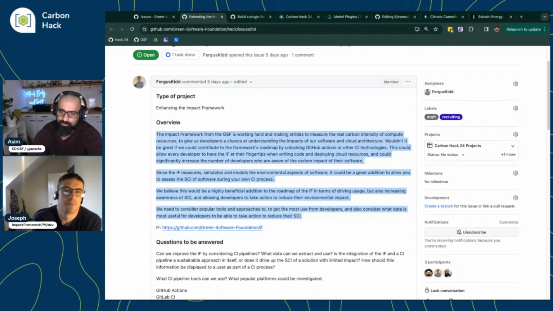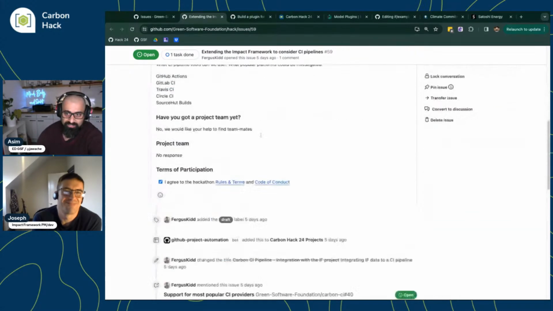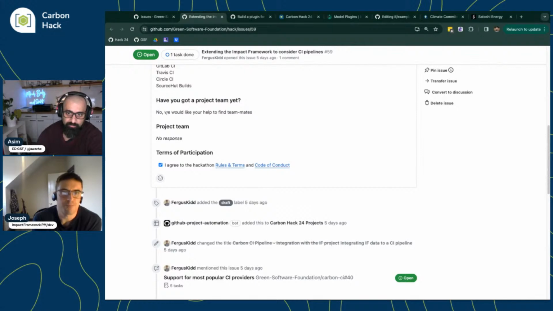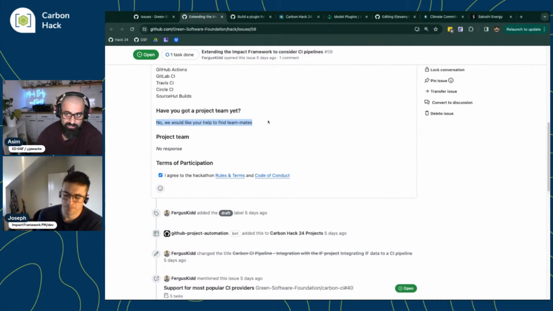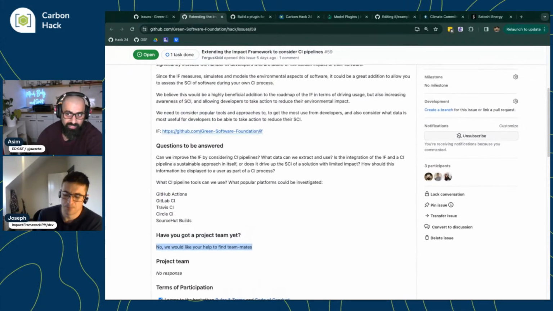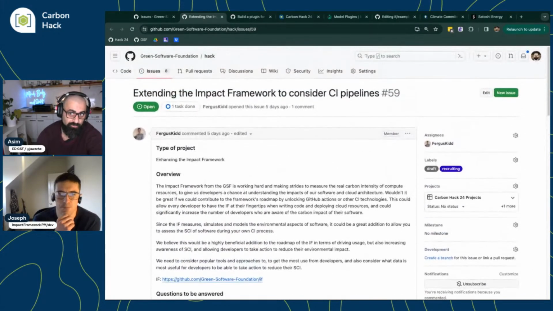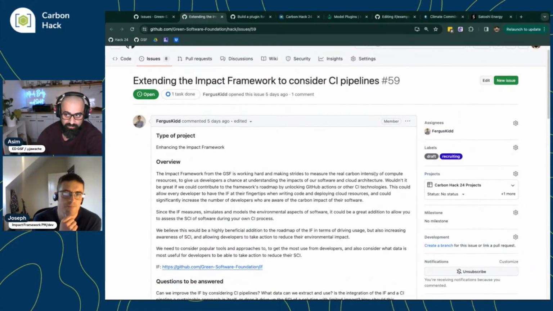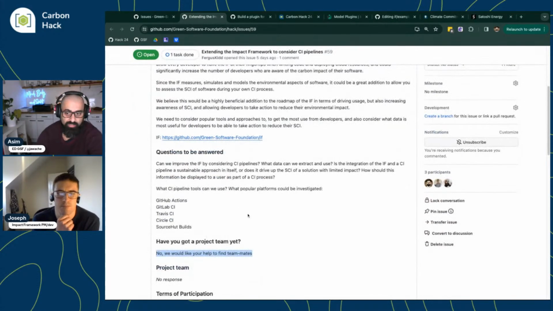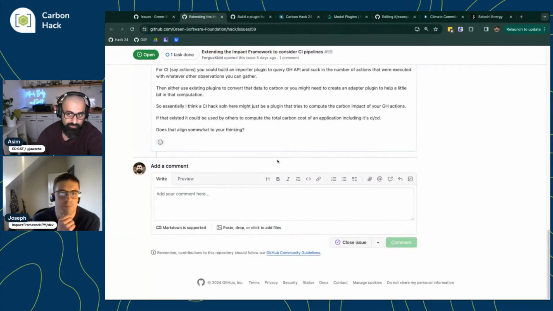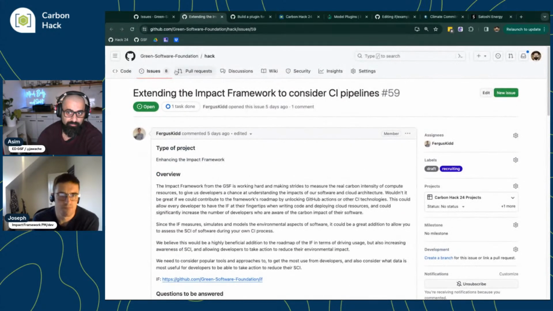But Fergus is really good. I'm sure whatever he does here, he's going to do a really good job. But if you want to do work on CI, he's looking for people. Effectively, this is a solution around Impact Framework measurement using continuous integration, or some aspects of that. So if that's something you're interested in, if you're in DevOps, I think this is a good project for you to jump on. It's recruiting, so just comment to say if you're interested, and that'll be good.